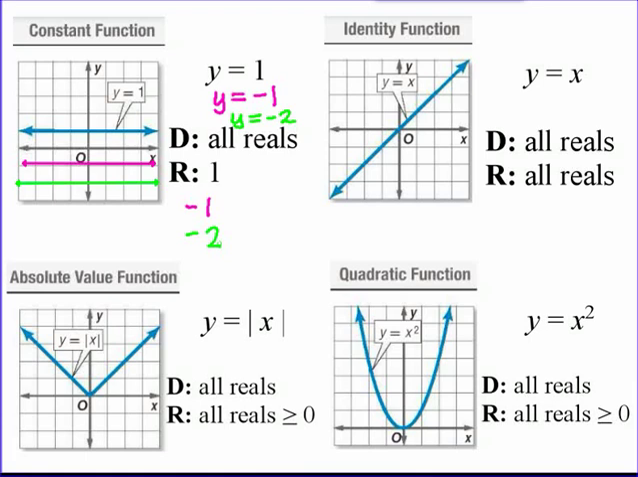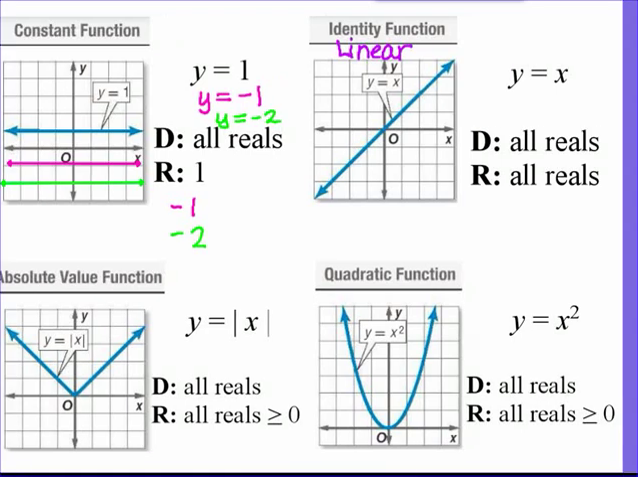Next we have the identity function. This is also called a linear function, so make sure you get that down. The root word of linear is line. So a linear function is any line. Now notice this needs to be a slanted line. The first one is y equals x. Domain is all reals, range is all reals. That will always be the case with a linear function.